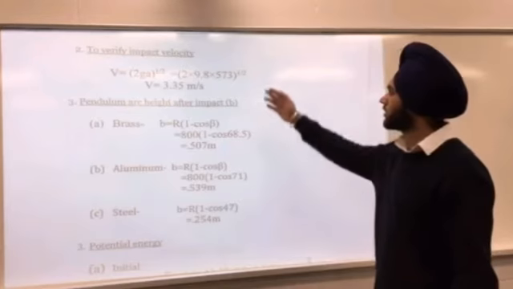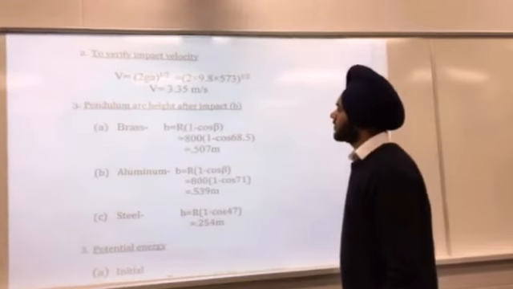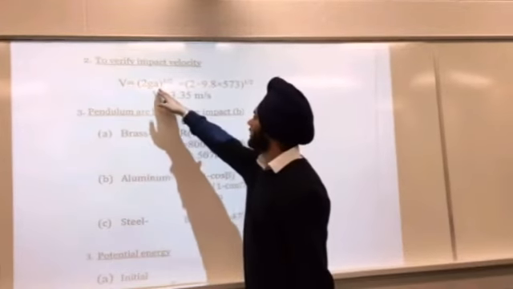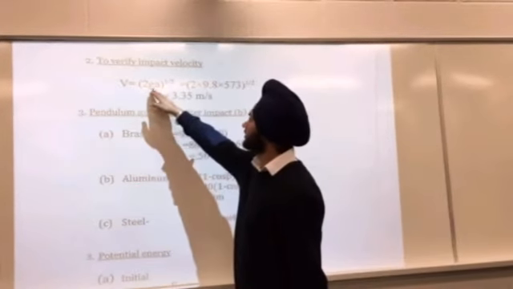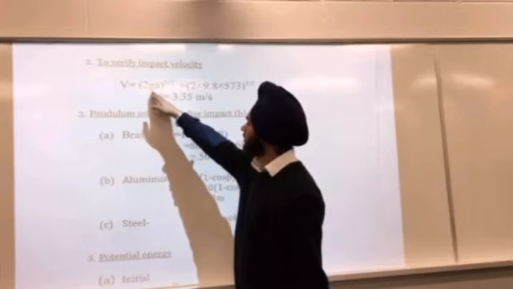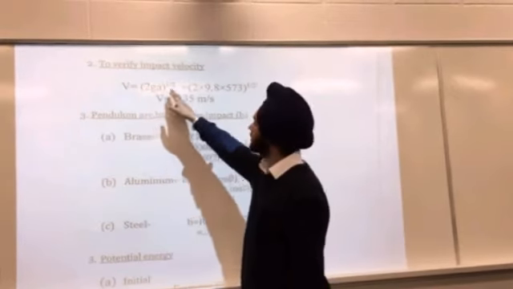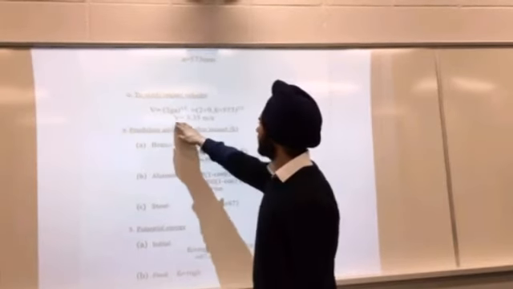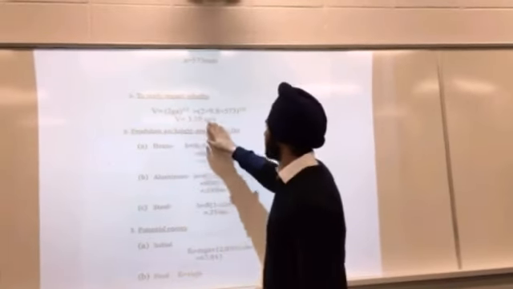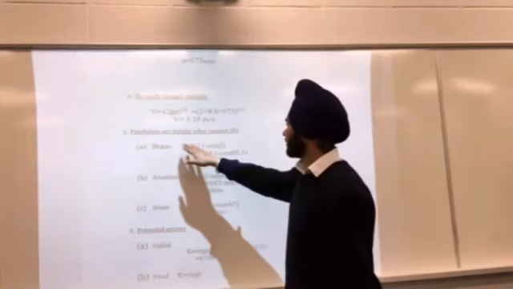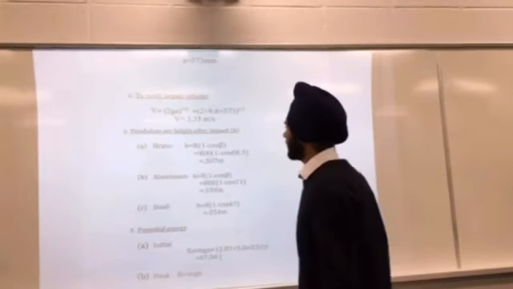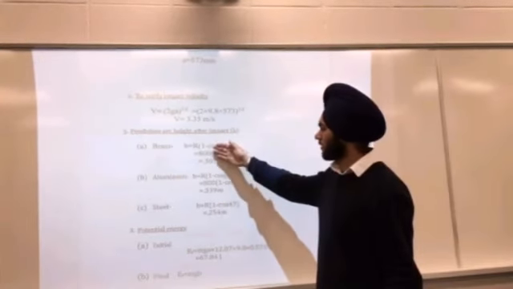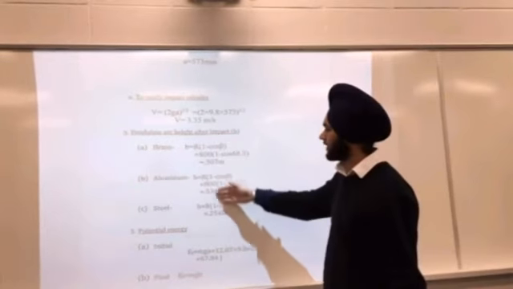Now the second part is to verify the impact velocity, and for this we use the formula square root of 2gh, where h is the initial height and g is the gravitational acceleration. It is 2 times 9.8 times 573, and as we have verified, it is 3.35 meters per second. And then third is the pendulum arc height after the impact, which depends upon the angle we have calculated for the different materials.